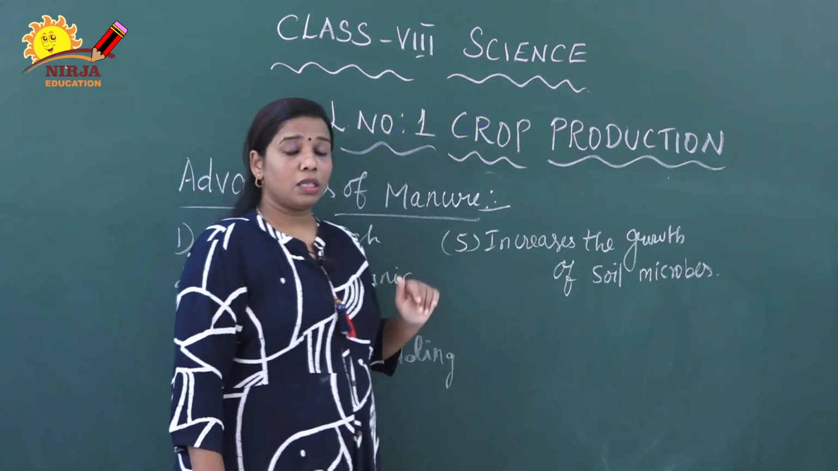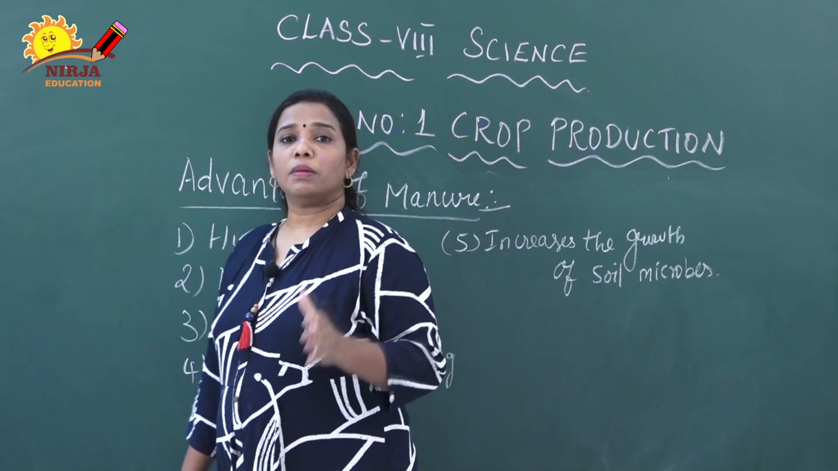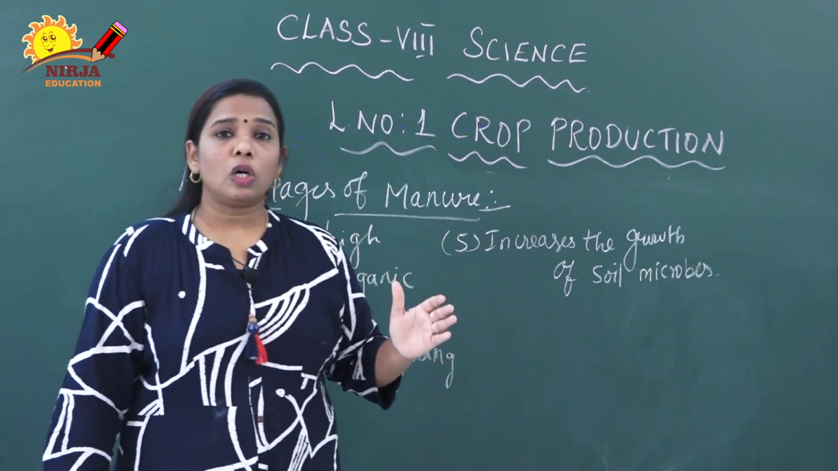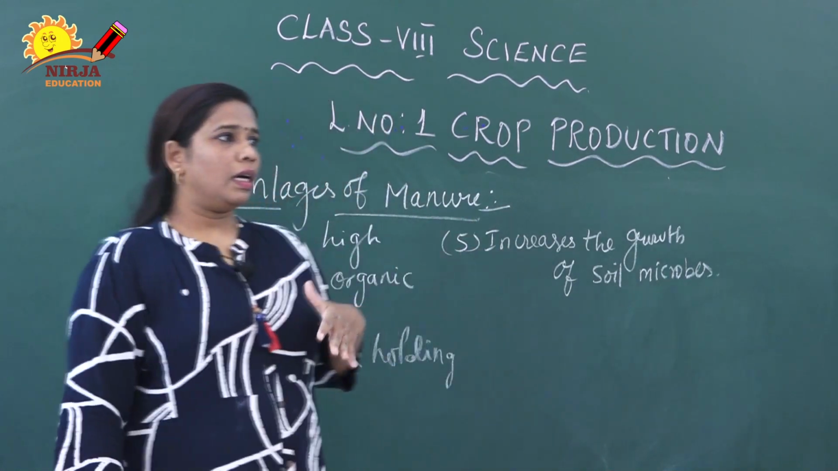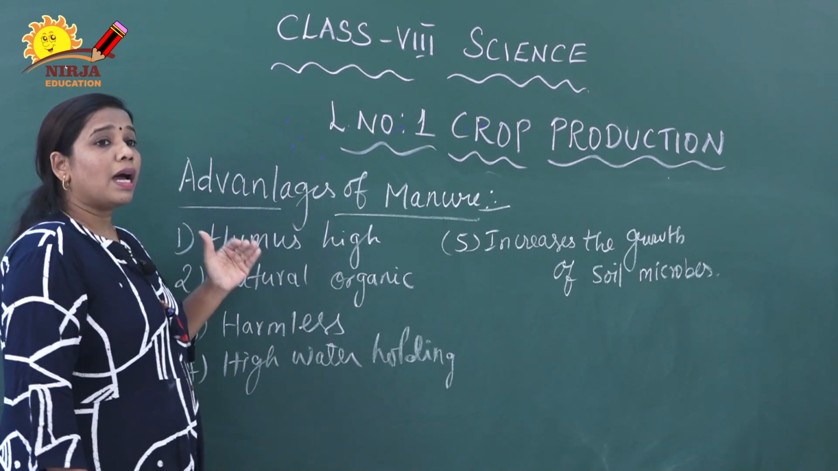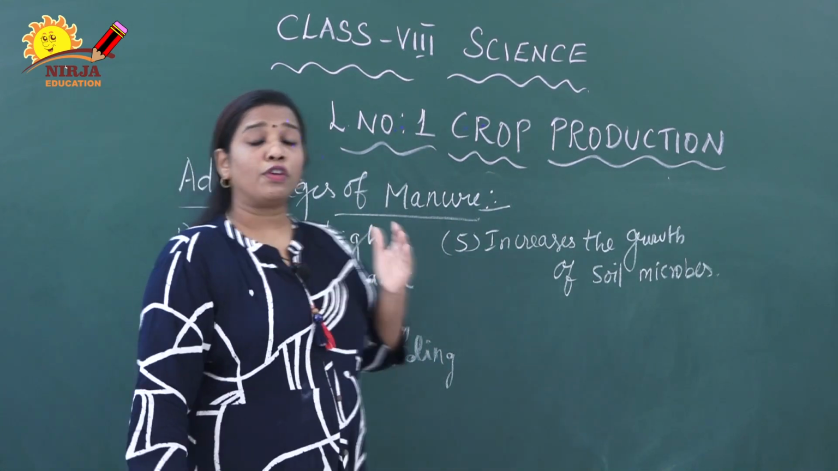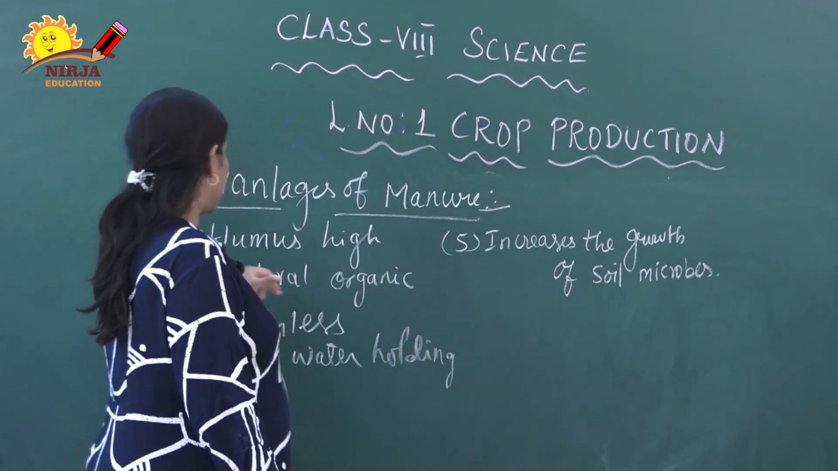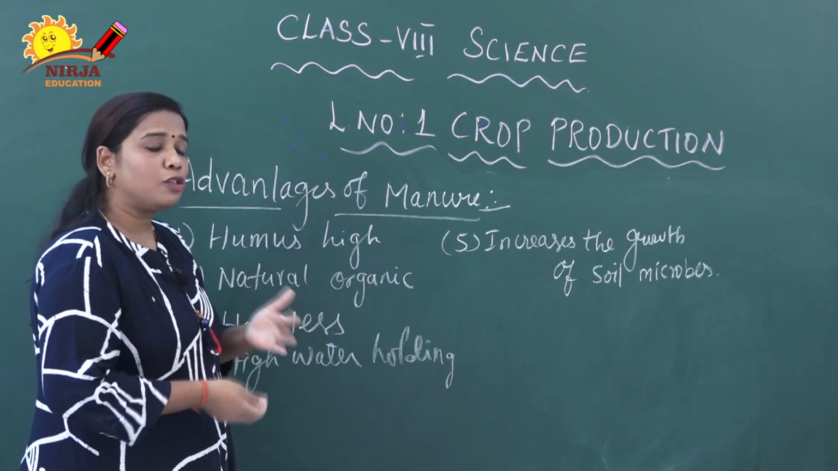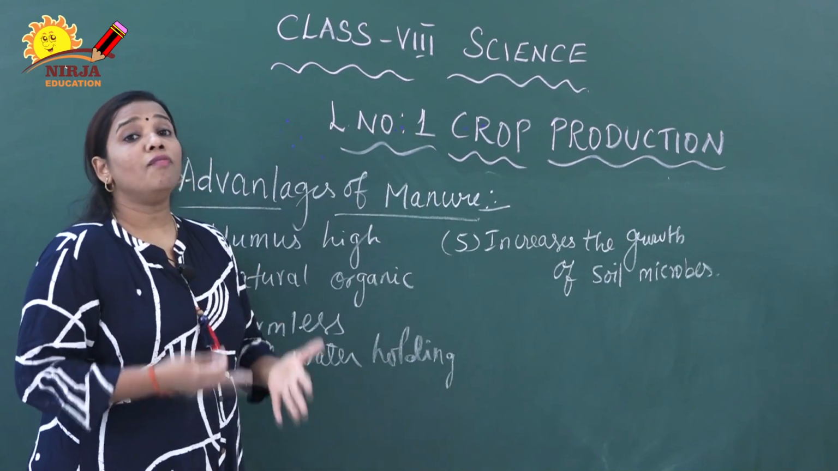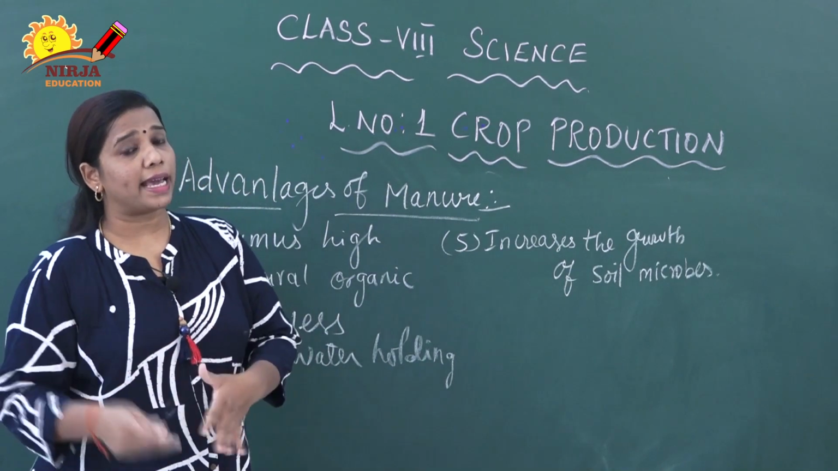Now we are going to discuss the advantages of manures. As we all know, manures are natural organic substances. They contain a high amount of humus. Okay, now what are the advantages? Actually, manures contain a high amount of humus. The second one is that it is a natural organic substance. We can prepare it naturally. The third one is that it is harmless. It does not harm the environment or any other living organisms.